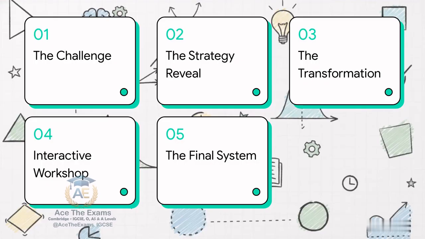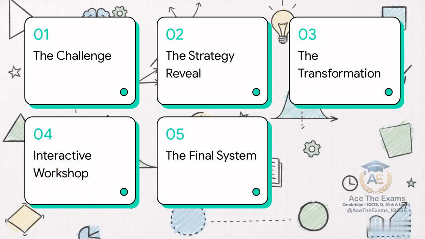To get us there, here is our roadmap for today's explainer. First, we'll outline the challenge. Second, the strategy reveal. Third, the transformation. Fourth, we'll dive into an interactive workshop. And finally, we'll lock down the final system.